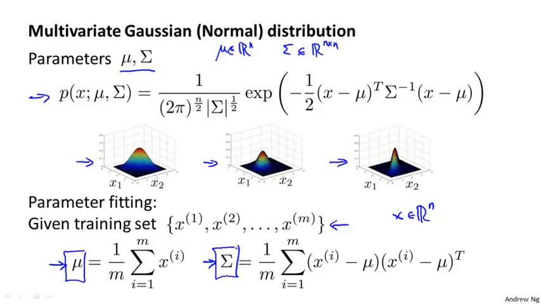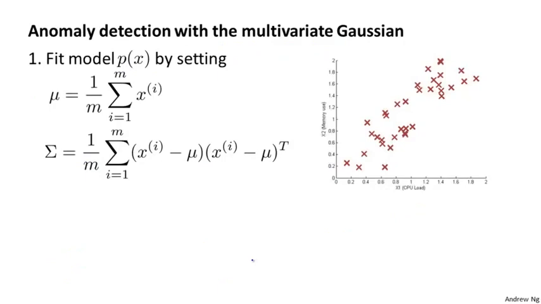Let's take this method and just plug it into an anomaly detection algorithm. So how do we put all this together to develop an anomaly detection algorithm? Here's what we do. First, we take our training set and we fit the model, we fit P of x by setting mu and sigma as described on the previous slide.